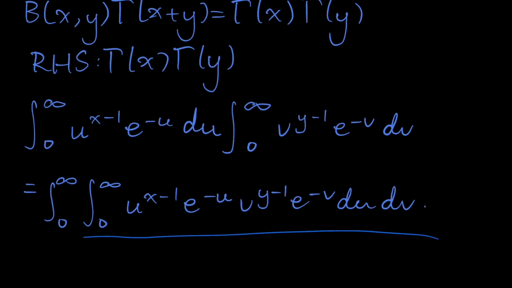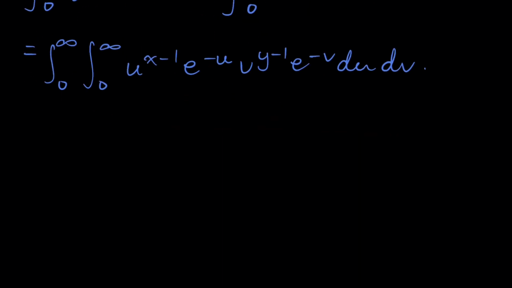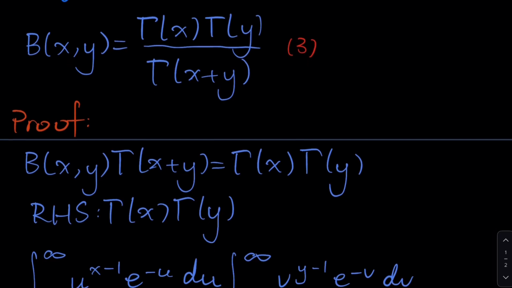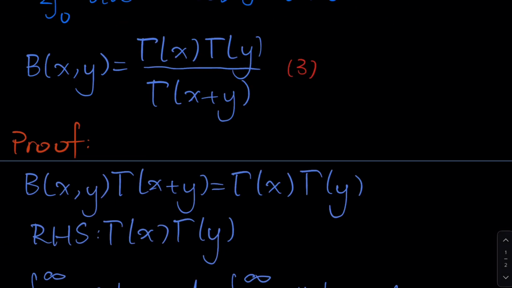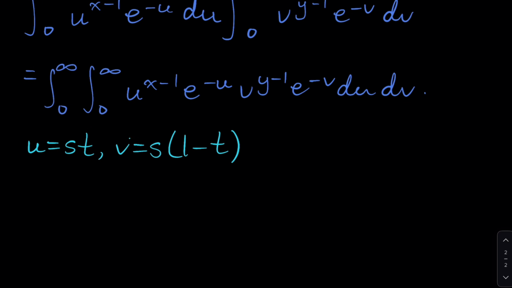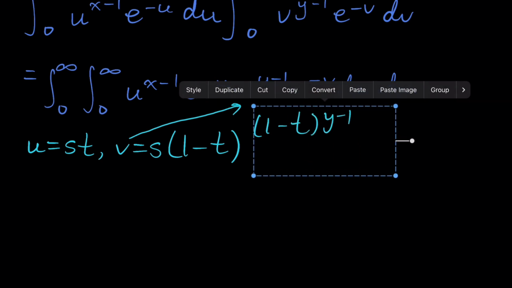And now, how are we going to get this expression into this form? We want to do a more complicated substitution, and I'm going to write it out first. u is equal to st and v is equal to s(1-t). So why did we do that? Well, notice that beta has a 1-t and a t out front. So if we plug in v as s times (1-t), then this yields (1-t)^(y-1), which is what happens in the beta function.